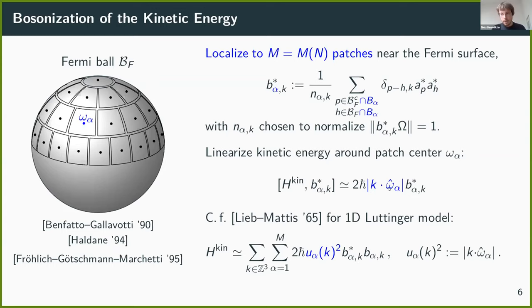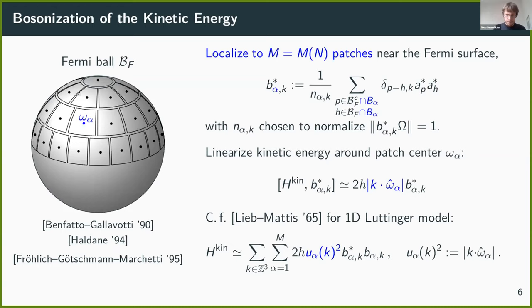eigenvalue equation. And if you see something like this, you maybe remember what Lieb and Mattis did in 65 for the 1D Luttinger model. They simply said, okay, if I see this, I should replace H kinetic by a quadratic Hamiltonian, which produces the same commutator. And that's what we do. We replace H kinetic by this B star B quadratic Hamiltonian, and that approximates our kinetic energy.